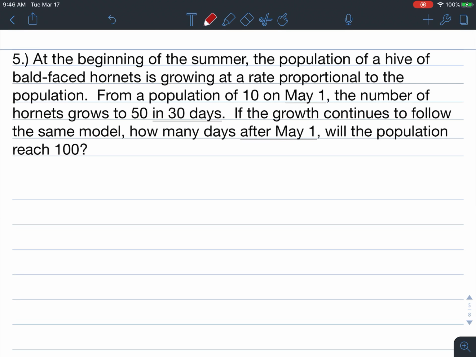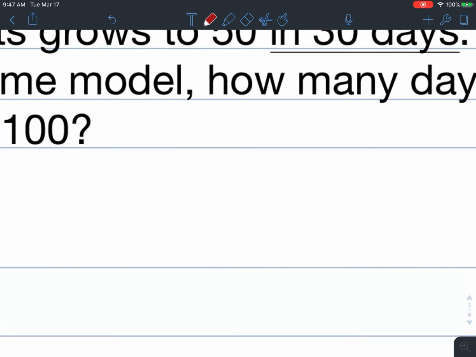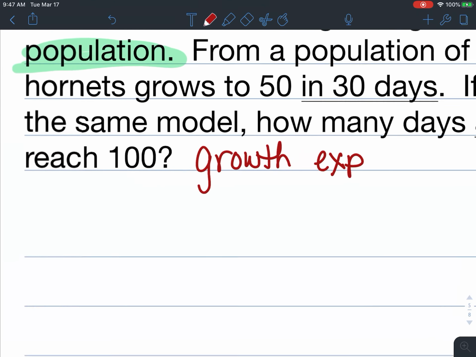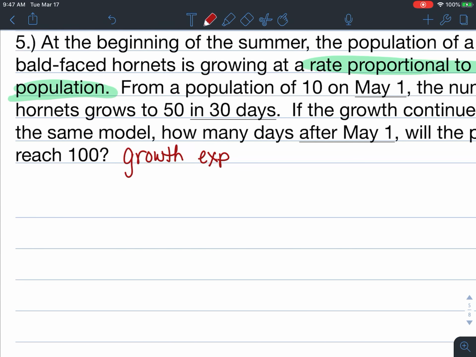Okay, let's have a different example here. At the beginning of the summer, the population of a hive of bald-faced hornets is growing at a rate proportional to the population. So see this? This is your clue that this is exponential growth. From a population of 10 on May 1st, the number of hornets grows to 50 within 30 days. If the growth continues to follow the same model, how many days after May 1st will the population reach 100? So from the green highlighting here, that's our cue that this is growth, and it's exponential growth because the rate is proportional. Those are the key words there.